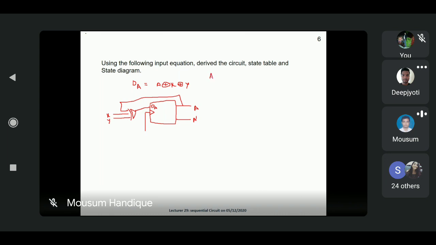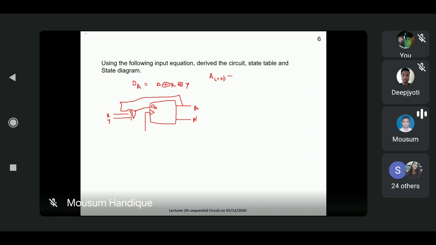So 4 variables we are using: one is the present state, one is the next state, and 2 inputs. If A is the present state, what is the next state symbol? We can write A(t+1). A(t) means the current time, and t+1 means the next time. So here we denote A(t+1) as the next state.